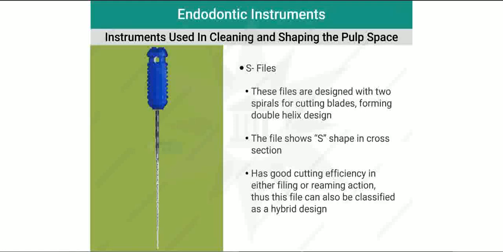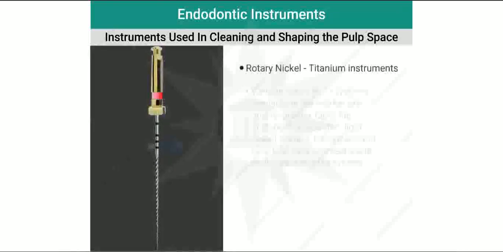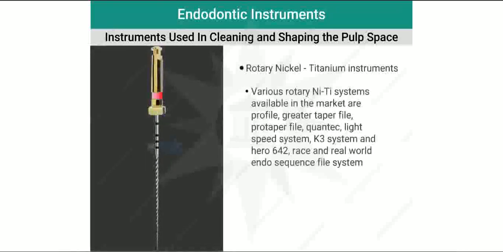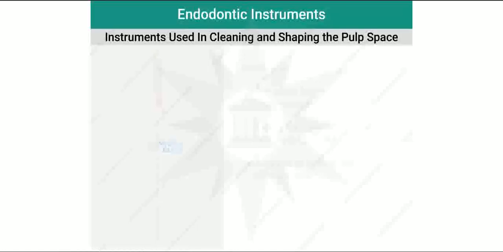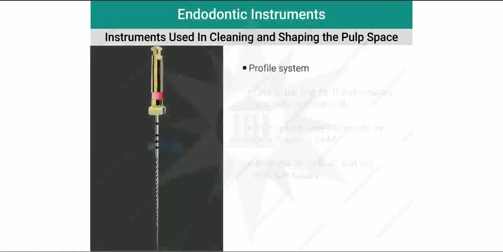Coming to rotary instruments. Various rotary nitinol instruments are available in the market today. For example, ProFile, Greater Taper File Systems, ProTaper, NeoEndo, RaCe, etc. I will be discussing some of the systems available like the ProFile System, ProTaper System, etc. First one, ProFile System. These are one of the first nitinol instruments available commercially. This system was introduced by Johnson in the year 1994.